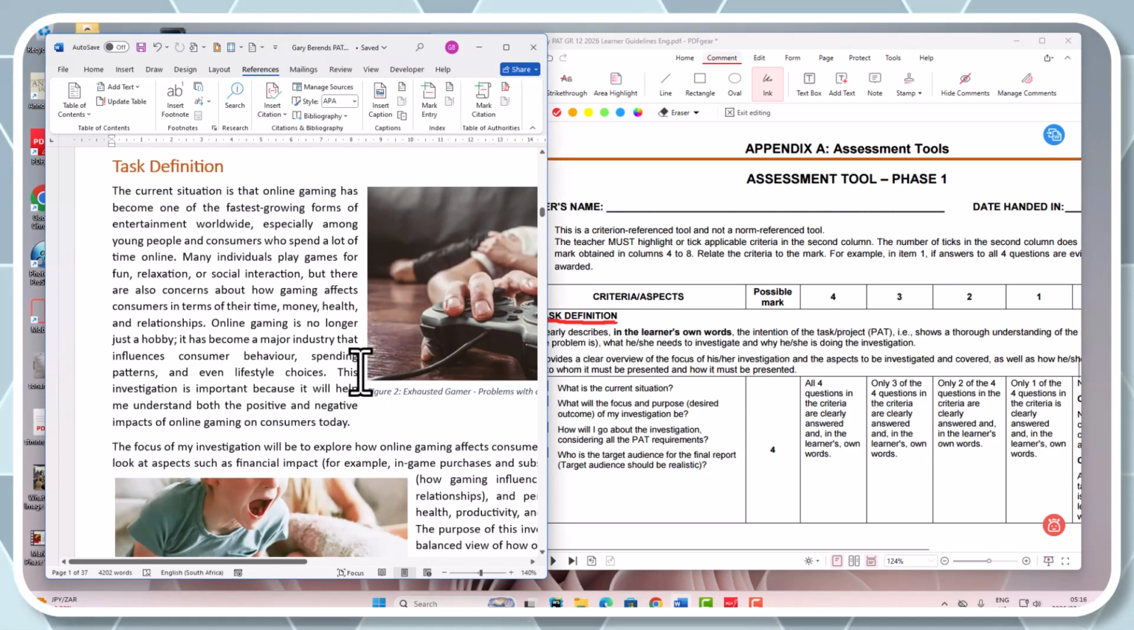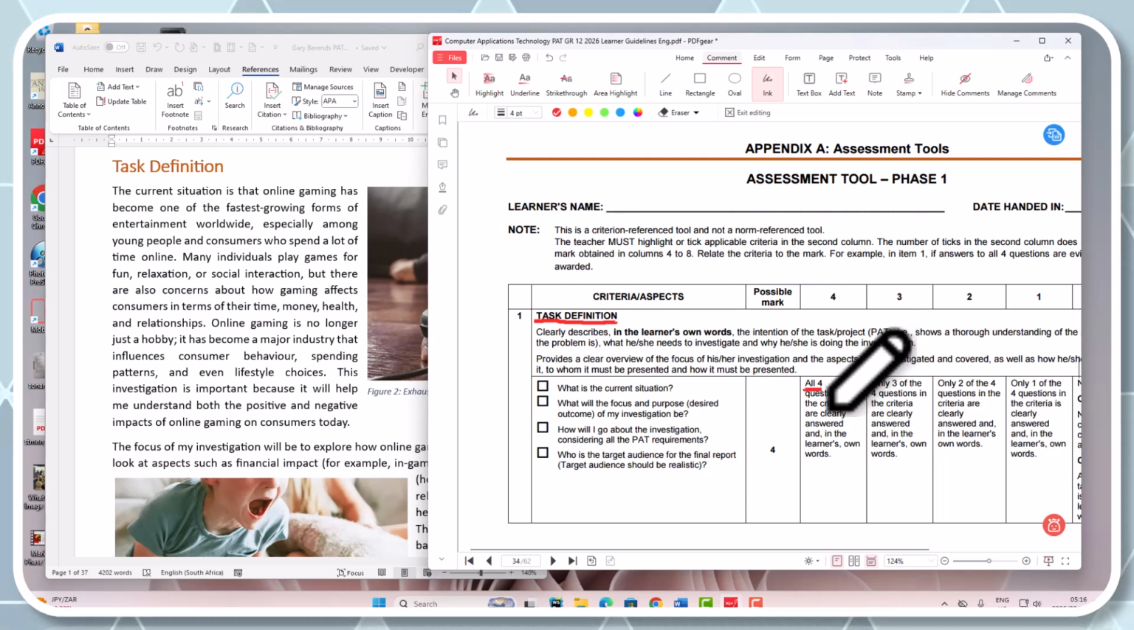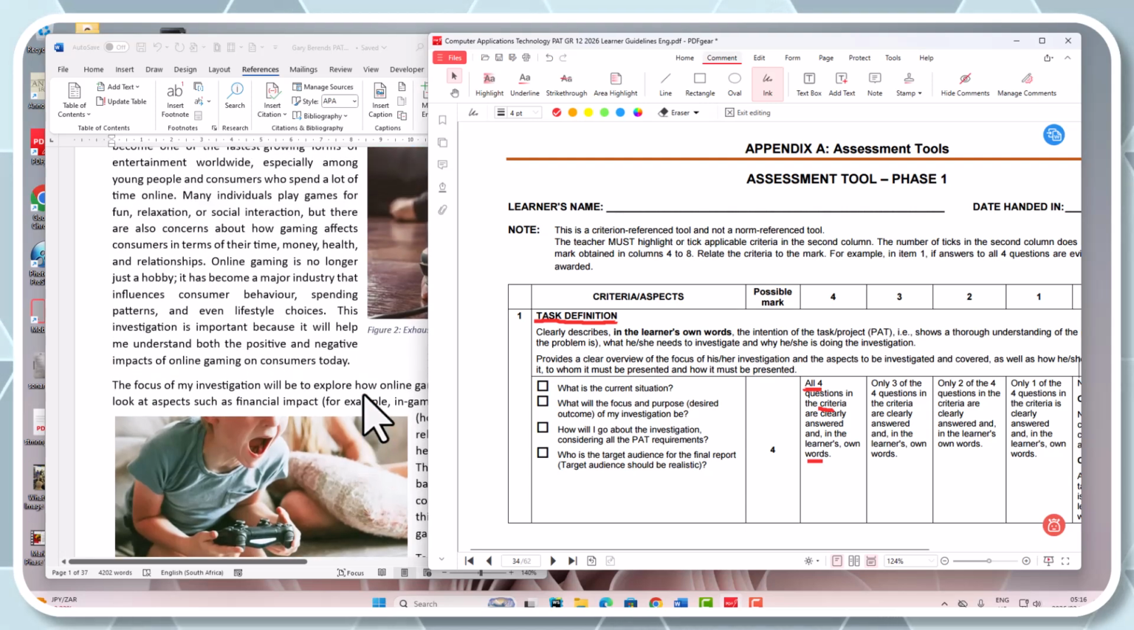All right, so they want to know, have you got all 4 questions in the criteria clearly answered and in the learner's own words? So this must be in your own words. Don't use AI and just copy and paste and funny things, guys. They're going to work it out and you will lose marks.